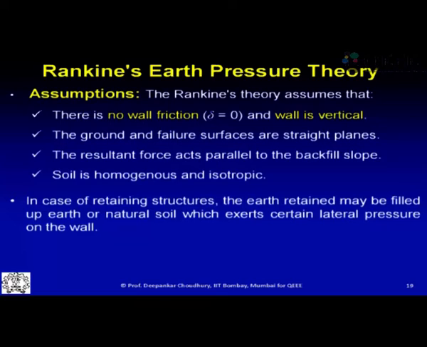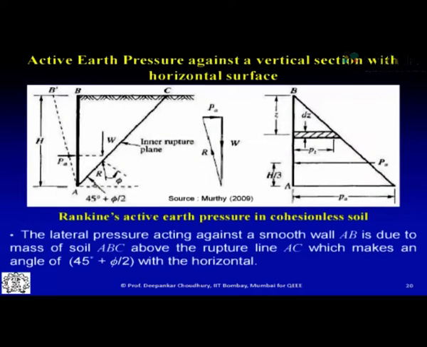Then the ground and failure surface are straight planes. Failure surface, we have seen, is a straight plane. We have derived that the slip planes or failure planes are at 45 plus phi by 2 always with respect to the major principal plane direction, and the resultant force acts parallel to the backfill slope. Soil is homogeneous and isotropic. So with these assumptions, this is what Rankine did.